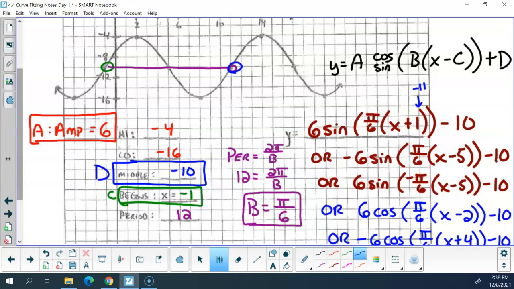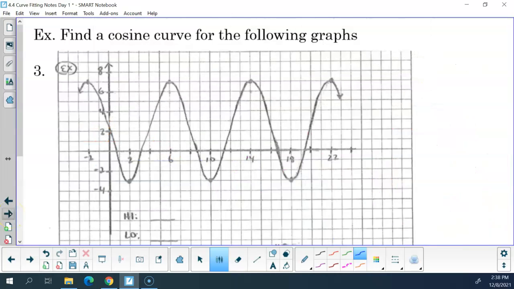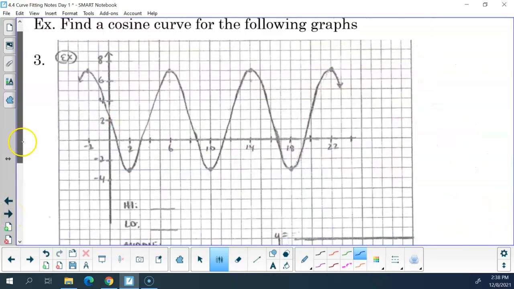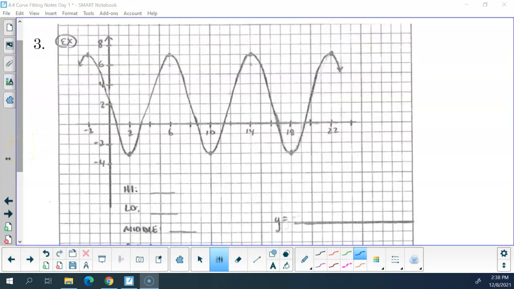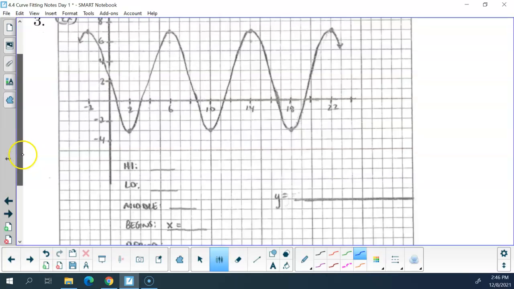Love it. Put the money where the mouth is. Or put pen to paper. Or walk the walk. Find me a sine and a cosine curve for number 2. Smokey, you choose. Sine or cosine? Sine first? Okay. So first off, I gotta find out all my good stuff, right?